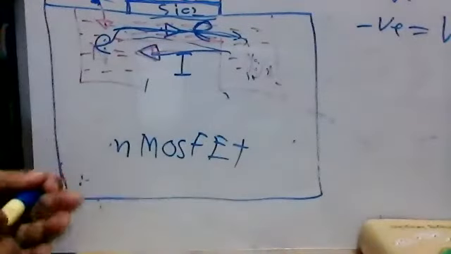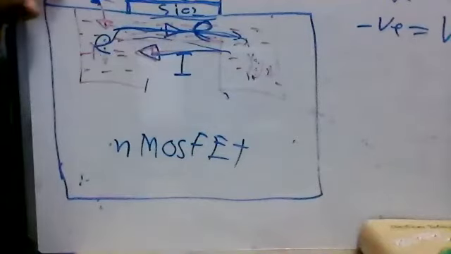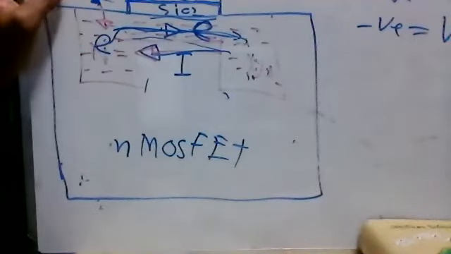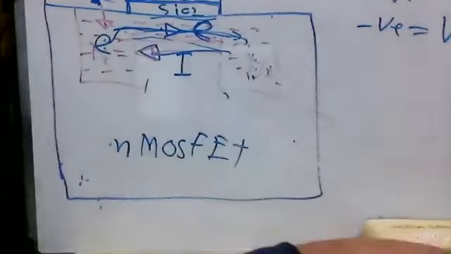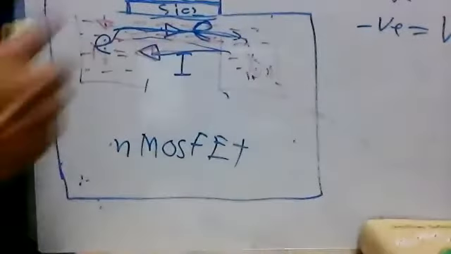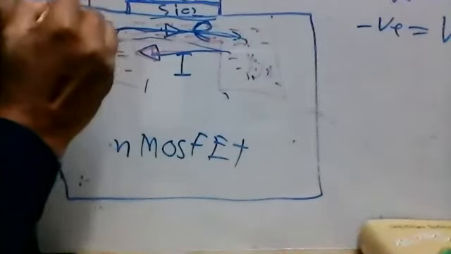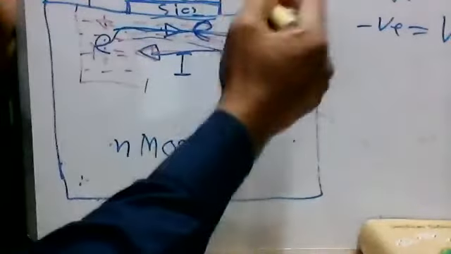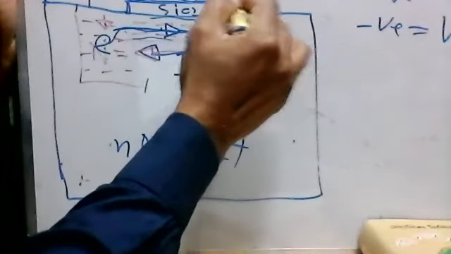Now, the question is, we have to apply a positive voltage at the poly, right? Poly means actually the gate. And now you see here, we added an extra electron on this side. So that's why we call it the source. This side is the source, and this is the gate. In here, we call it a gate, because it is controlling the flow.